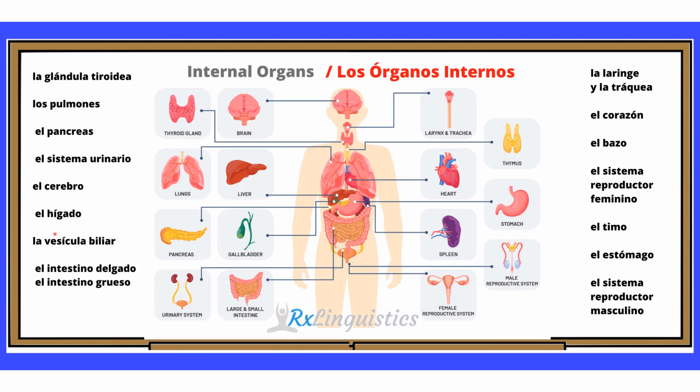Hígado. The H is mute. Okay, the H is there, but it's mute. So in Spanish, you don't pronounce the H. And there is no exception to that rule. So liver is el hígado. La vesícula biliar for gallbladder. Large intestine is el intestino grueso. Small intestine is el intestino delgado.